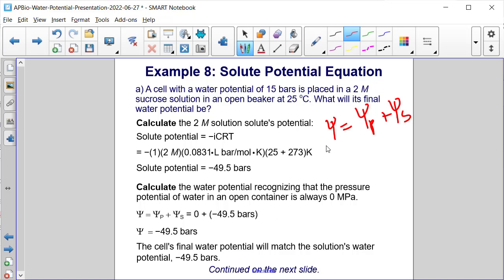Now, next part is, what is the final water potential? So we can calculate the water potential, recognizing that the pressure potential of water in an open container is always 0. So we're told that this is an open beaker. So the pressure potential is always 0. And that means that the overall water potential, the cell's final water potential, will match the solution's water potential, minus 49.5 bars.